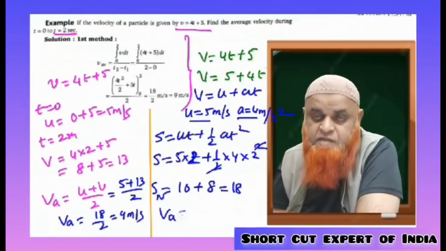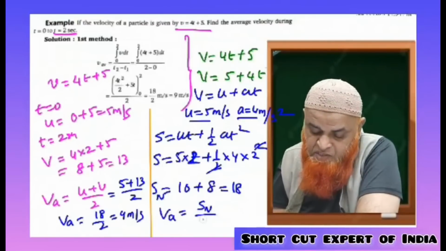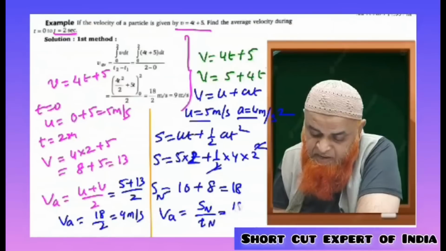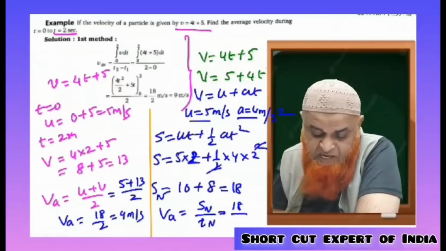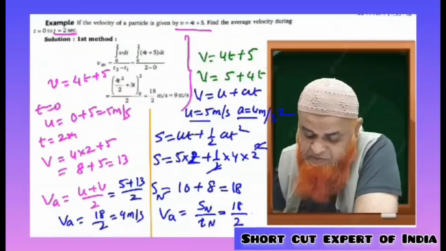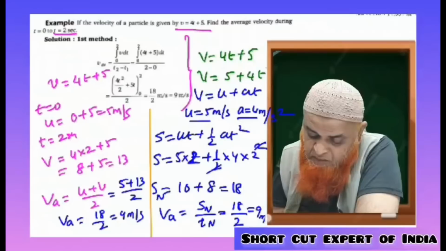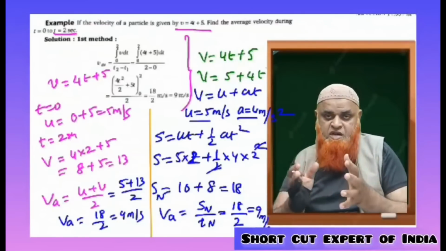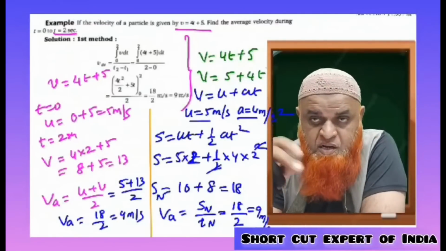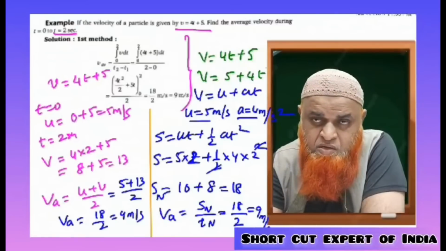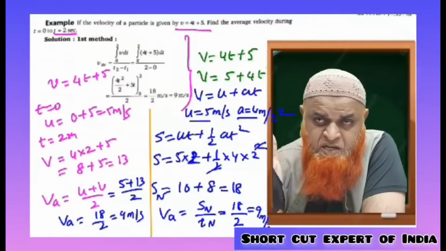So this is going to be net displacement. You know average velocity is nothing but net displacement by net time. So net displacement is 18 and net time is 2. That's it. So again you're getting 9 meters per second. So this is going to be a second short trick without integration. You can play with physics if you want with the right mindset. Thank you.